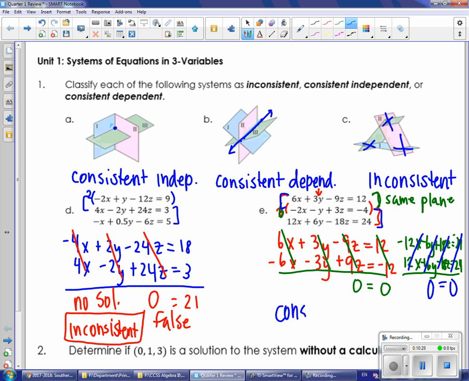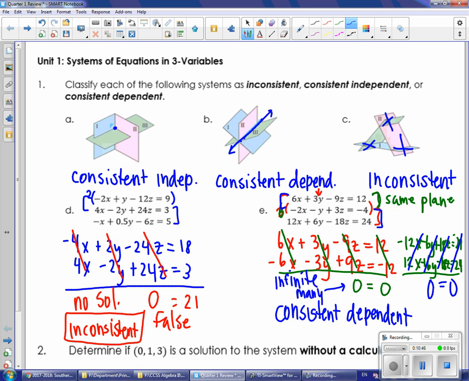and so that means it's going to be consistent and dependent because there are many, many solutions. So this statement here means that there are infinitely many. It basically means that the equations are the same, so I'm dealing with the same plane.